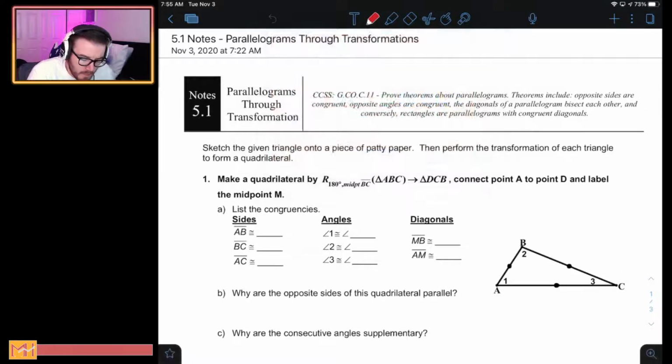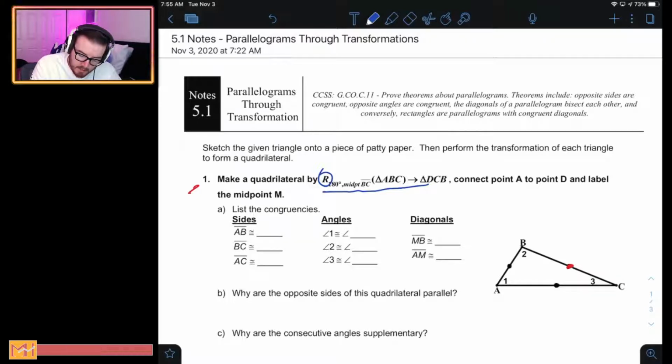So let's follow step one here. Make a quadrilateral by rotating 180 degrees around the midpoint of BC. So here's the midpoint of BC. And this is a bit of a throwback to our transformations unit. Rotate this triangle around this point 180 degrees. So that's what we're going to do. We're going to rotate triangle ABC, okay?